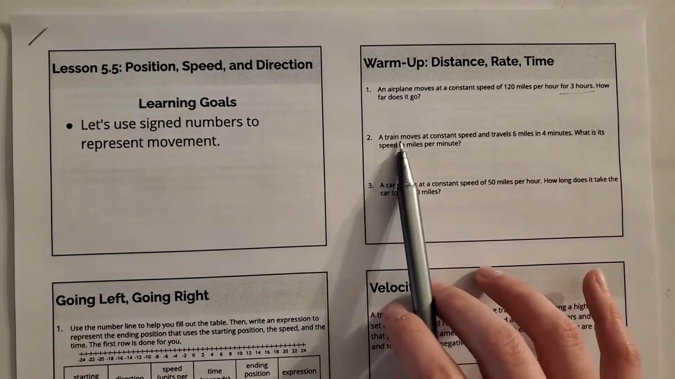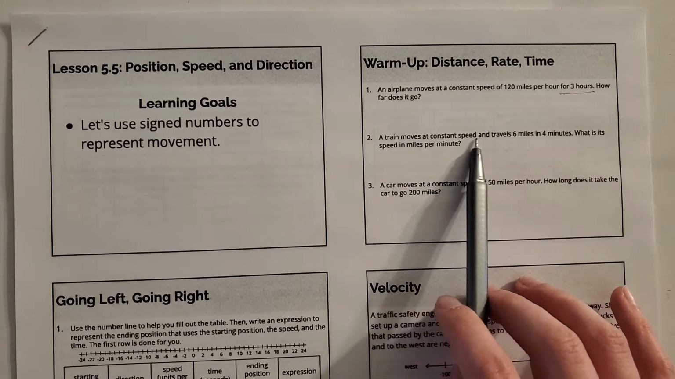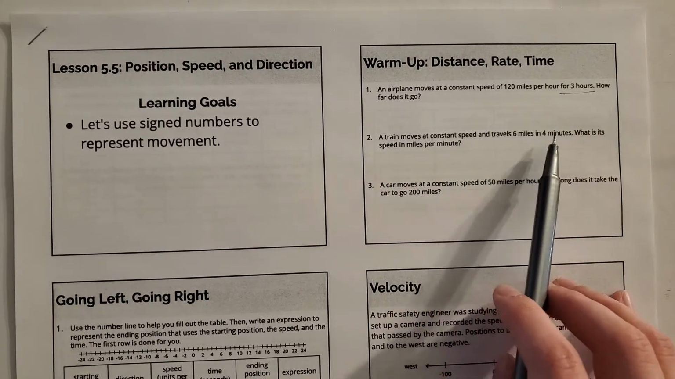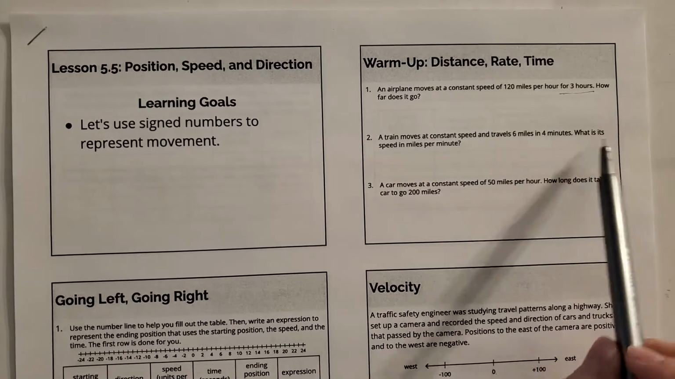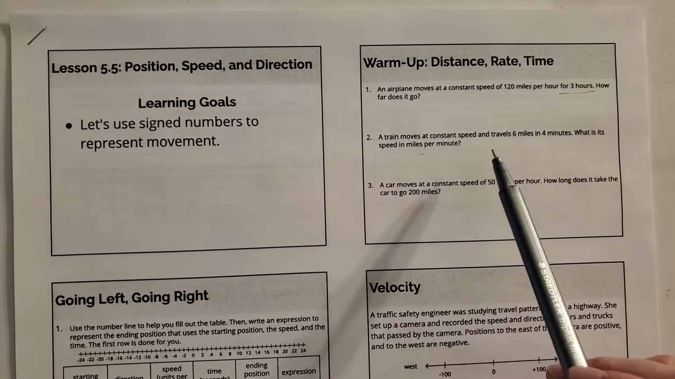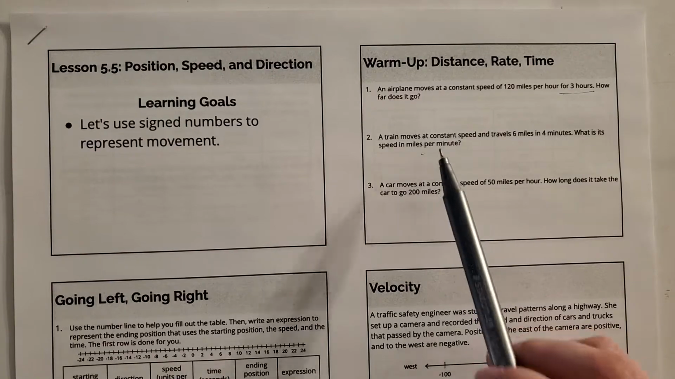The second question, a train moves at a constant speed and travels 6 miles in 4 minutes. So we know the distance and we know the time. What is its speed in miles per minute? So we're trying to find a rate.